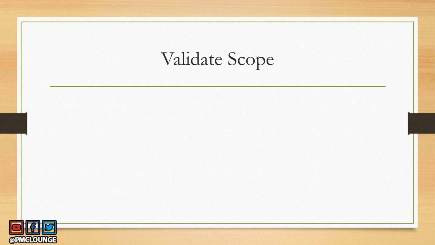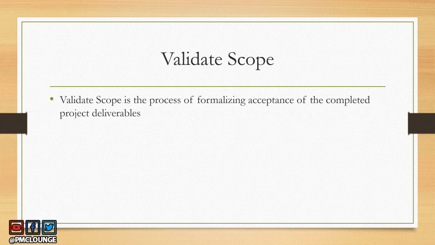The next process is validate scope, and this is the process of formalizing acceptance of the completed project deliverables. So every project deliverable which is complete, this is where you receive a formal acceptance on that deliverable. So that is what you do in validate scope.